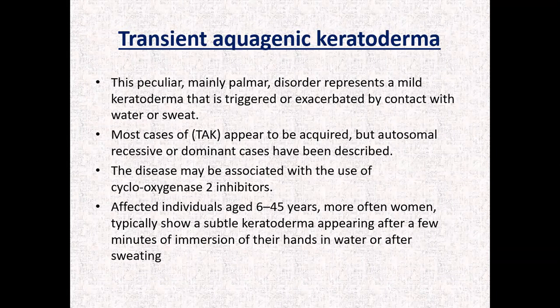Transient aquagenic keratoderma is a peculiar type of keratoderma that is characterized by mild keratoderma, but it is triggered or exacerbated by contact with water or sweat. Most cases are acquired, but autosomal recessive and dominant cases are also seen. The disease is associated with use of cyclooxygenase 2 inhibitors. Affected individuals are 6 to 45 years of age and mainly women, with subtle keratoderma that appears after a few minutes of immersion of hands in water and after sweating.